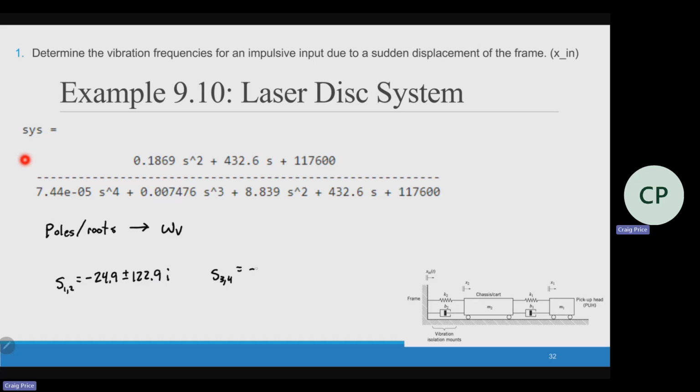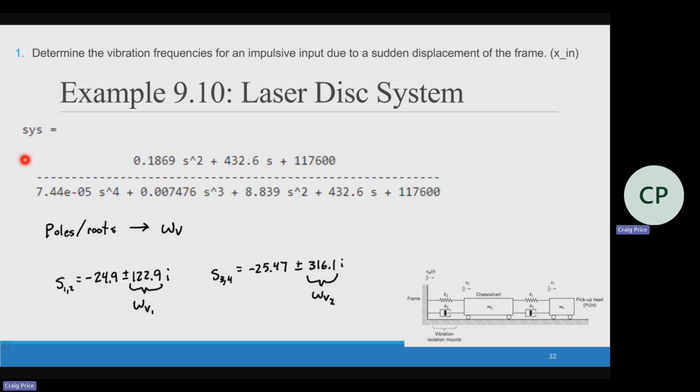The other set of roots is negative 25.47 plus or minus 316.1 i. So this is our first vibration frequency. This is our second vibration frequency.